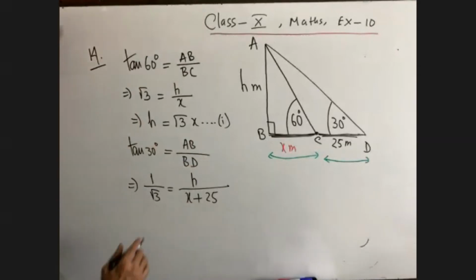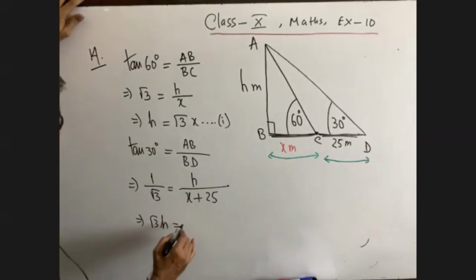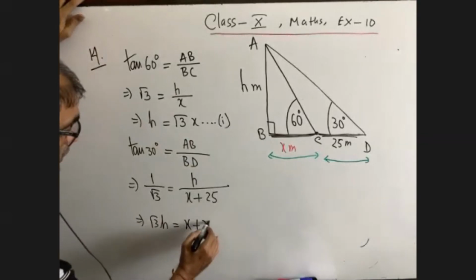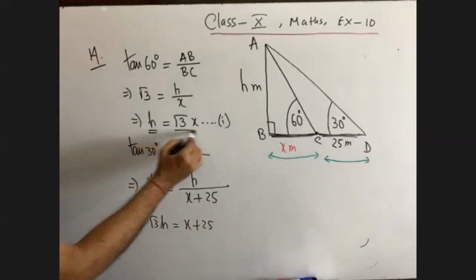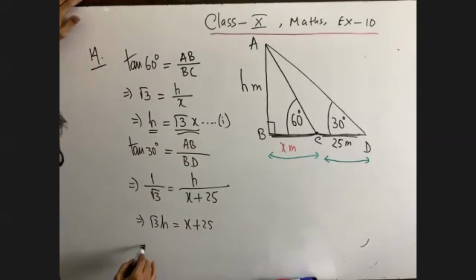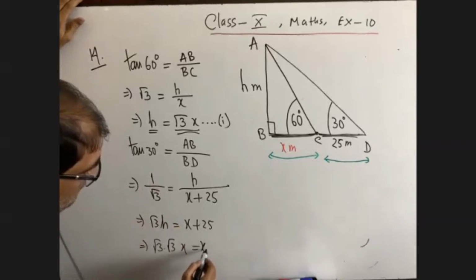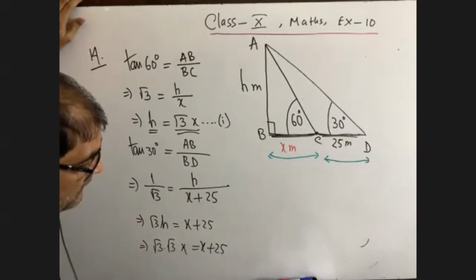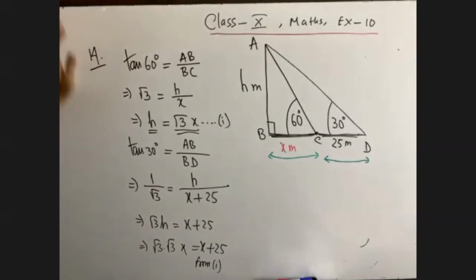Now we can write down here root over 3x is equal to x plus 25. Now you have seen that the value of h is given here, root 3x. There is a relation between height and x, so we can put the value. What is h? h equals to what? Root over 3x, that is x plus 25. Side note, it can be given from 1. I have given a side note from 1.